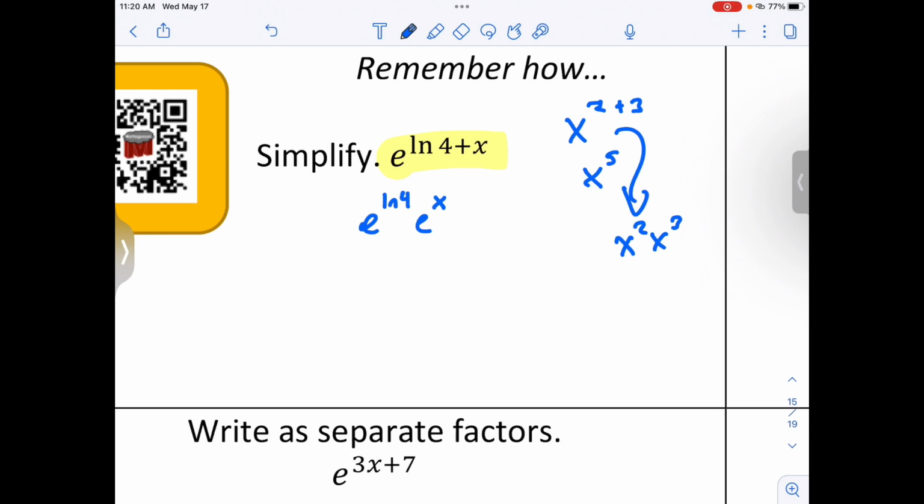Then something that happens to us a lot in calculus, especially as we're working on some problems later in calculus, is we get e to the ln, and those essentially cancel each other out. So that 4 drops down, and we have 4e to the x, and that is the simplified version of this.